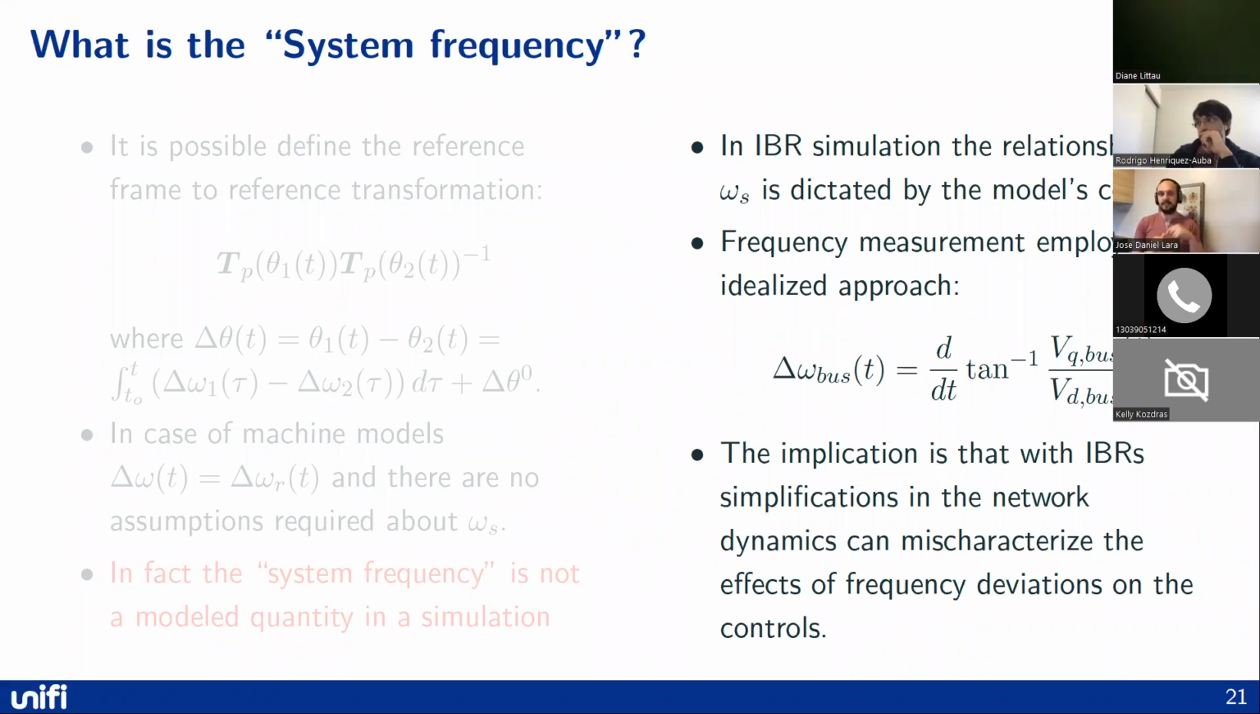The implication is that if we mischaracterize or simplify too much the frequency dynamics that exist within the voltage quantities in the system, we end up not just simplifying the simulation, but we can end up mischaracterizing the effects of those frequency deviations on the controls, right? That's a critical change that happens now, because some assumptions that had relatively low impact in the case of machines, given the existence of the rotor equations and its own local demodulator, can now have significant impacts on the quality or precision of the simulation that we get in the case of IBRs.